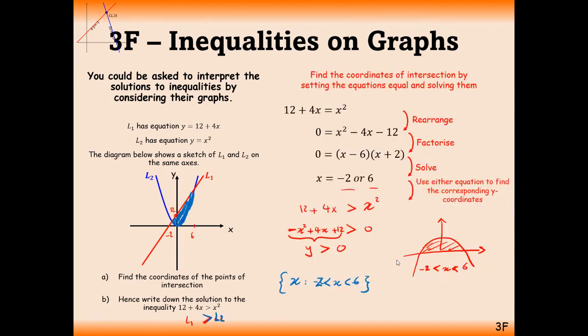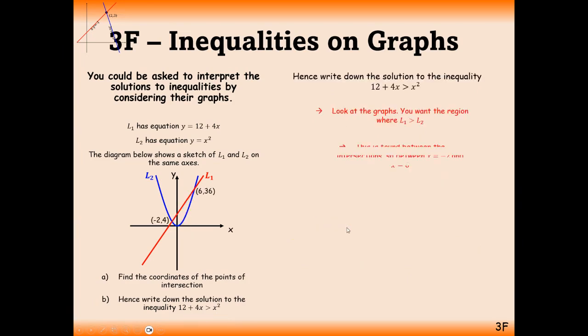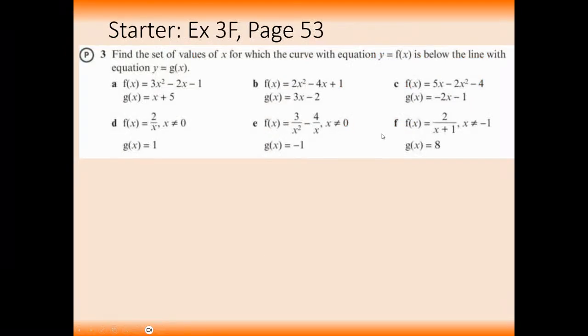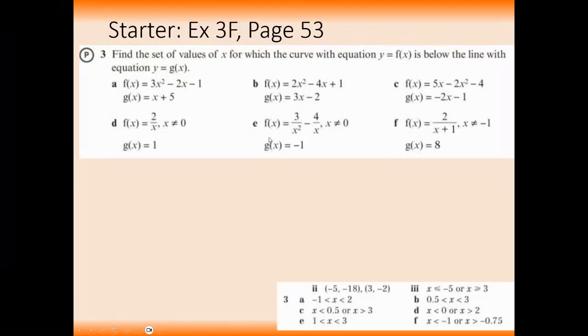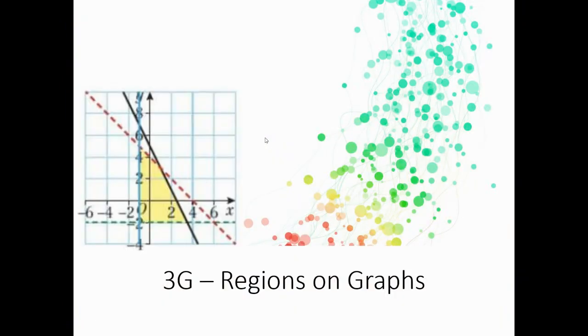You do need to give the y coordinates when you find the points of intersection. So make sure you substitute x back into the linear equation and find the coordinates. That's how to answer part B; part A just needed the y values as well. Now there are some practice questions here. You can do these, and then I'm going to show you how to plot regions on a graph in this video as well.